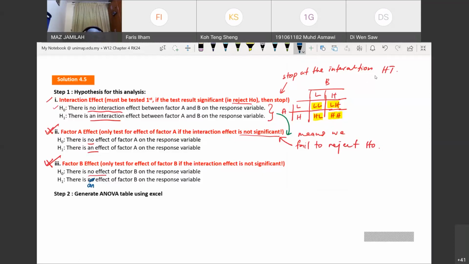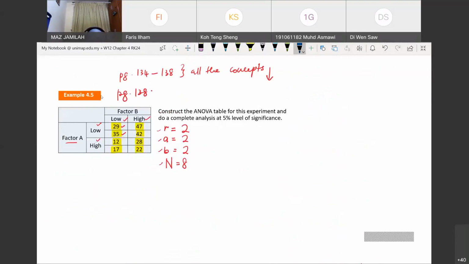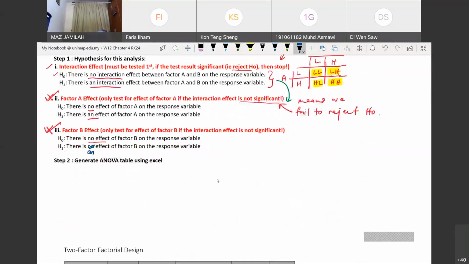Then, since you are going to use Excel, I hope by now everyone has tried several exercises or examples using Excel. Let us look at how we can use Excel to come up with your ANOVA table, given this particular table.